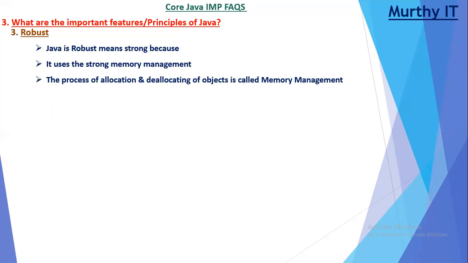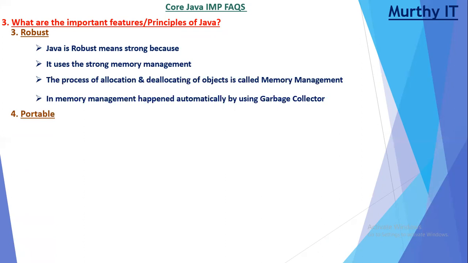In the JVM we have garbage collection, because of which our unreferenced objects, which are not being used in our program, will automatically be removed from the JVM. Then our program will be fast. That's why Java is a robust language.